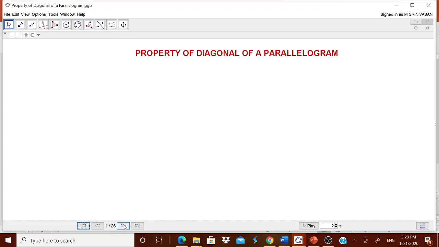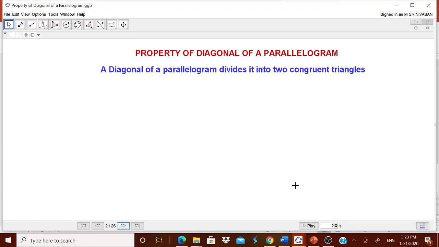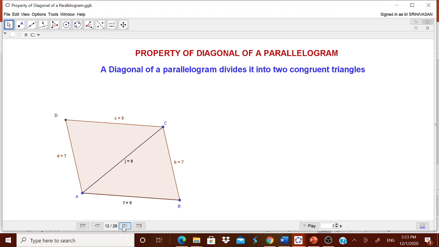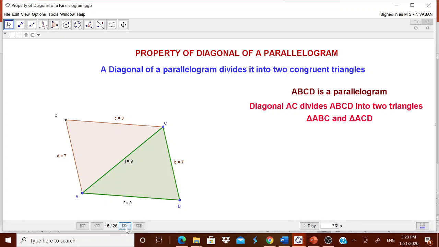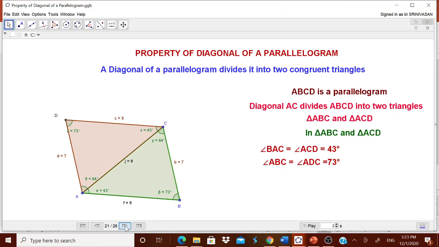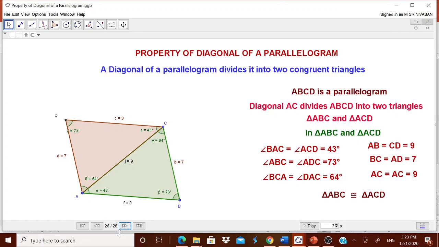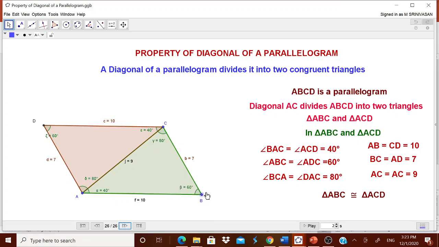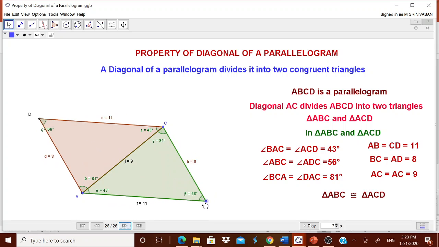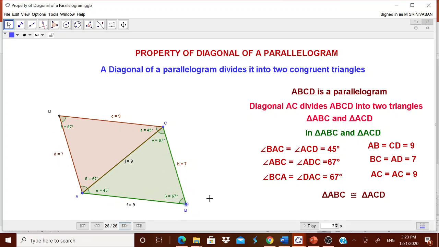Let us see what type of worksheets we are going to present over here. Property of diagonal of a parallelogram. We will declare that a diagonal of a parallelogram divides it into two congruent triangles. We will draw a parallelogram and its diagonal, and show both the triangles formed, that is triangle ABC and triangle ACD. We will try to prove they are congruent by making use of the definition. The angles are equal and the sides are equal. Therefore, both the triangles are congruent. We can move it, we can make the parallelogram to different shapes, and the congruence still holds good.